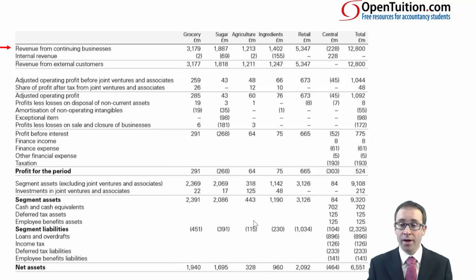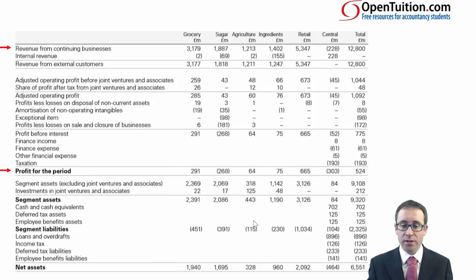You could also go through as well, if you like, and apply the 10% test. I think all of those segments, apart from, is it the agriculture, meet the 10% test. 10% of 12,800 is 1,280, isn't it? And agriculture is ever so slightly below that figure there.